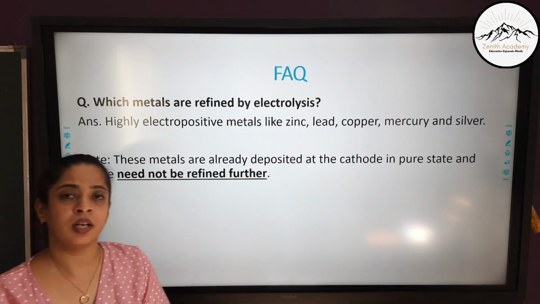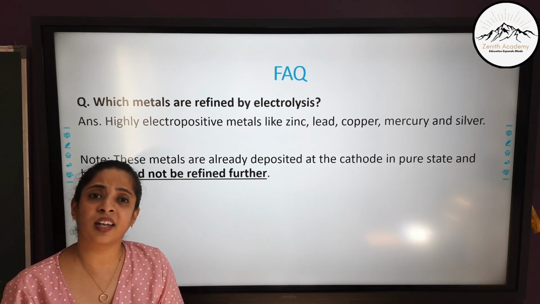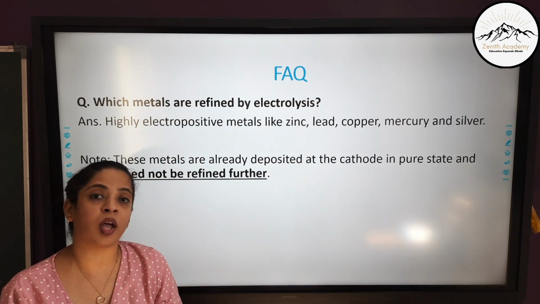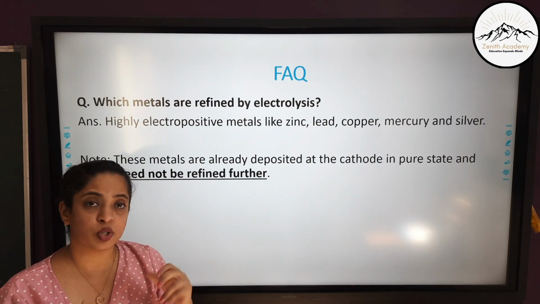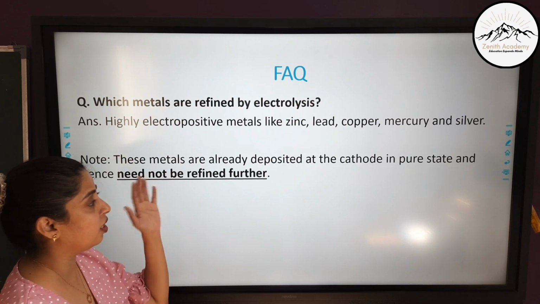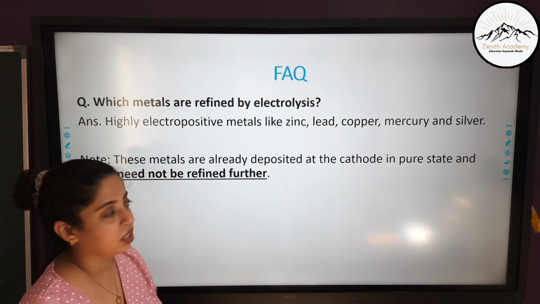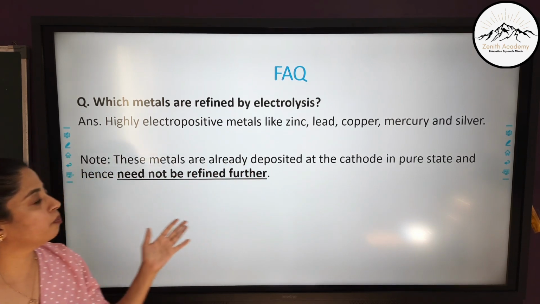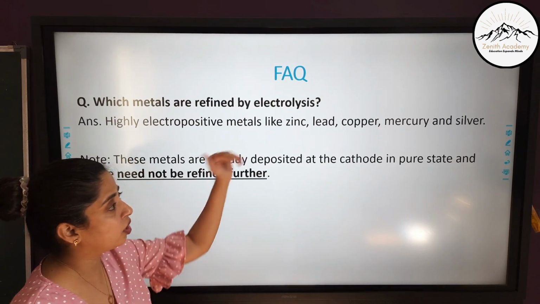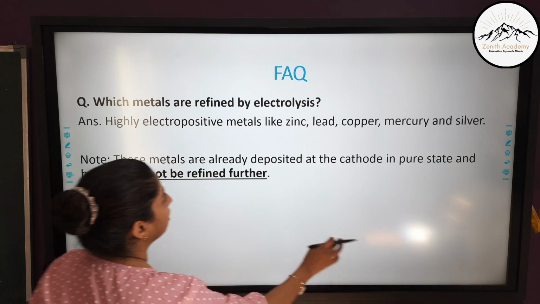In our coming lectures we will be talking about the chapter metallurgy. In that you will study in detail how you take out a metal from an ore and finally how you purify it. How to extract metal, that study is known as metallurgy, and in metallurgy we study that in the last stage we refine it. So here there is no need for the refining step, because whatever metal we are getting here is already in the pure state.